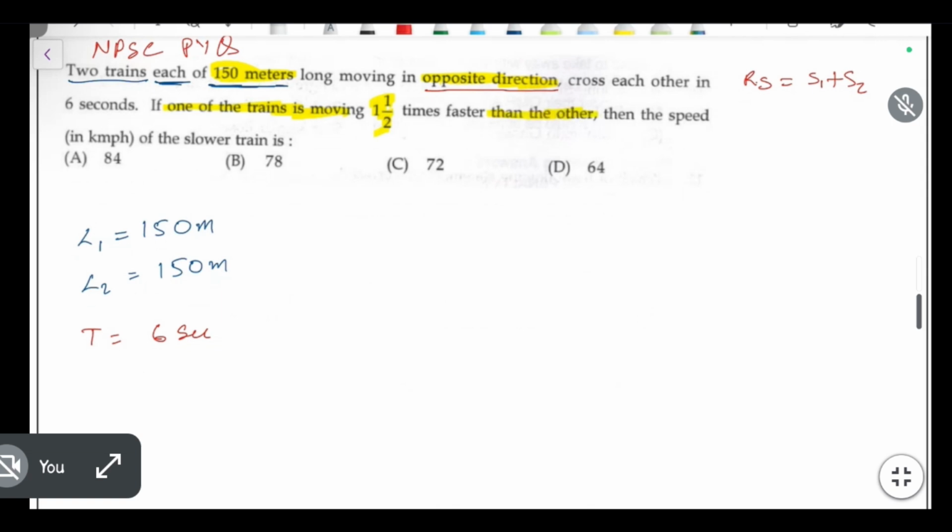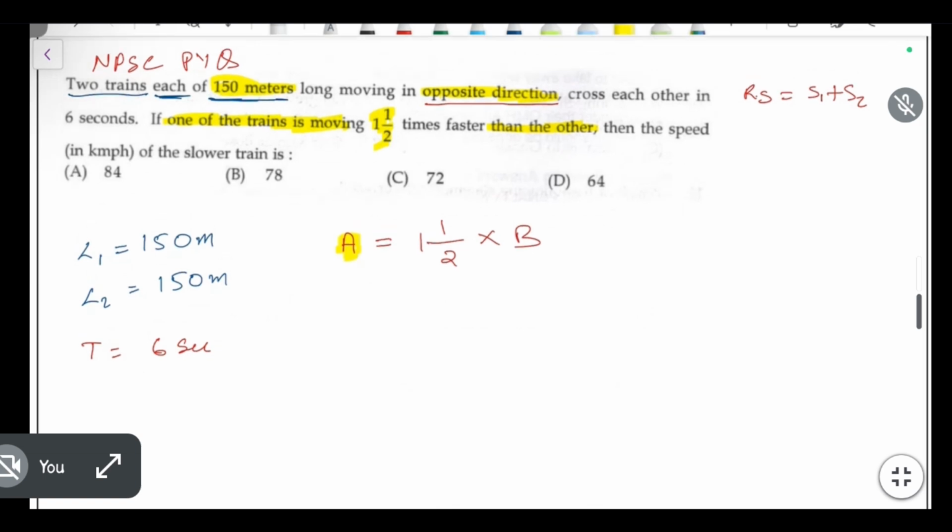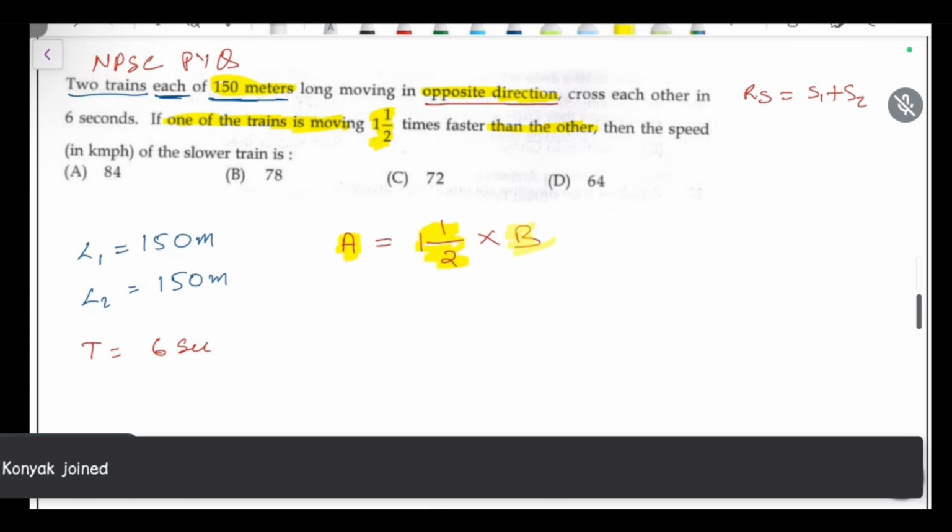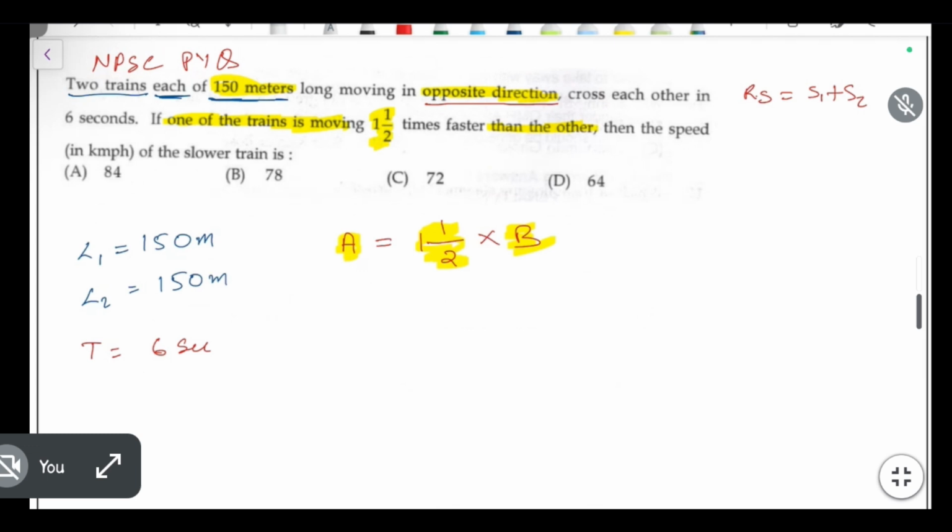So what I'll do is I'll do like this. The speed of A is nothing but 1 by 2 times of the second one. That's what the question says. The one train, I'll assume it as A, is, this was asked in NPSC, okay, 1 by 2 times faster than the other train. That's what it means. So now I'll just simplify this one. Whenever you have a mixed fraction, you multiply the denominator with the whole number and add the numerator. 2 ones are 2 plus 1 is 3 divided by 2 into B.